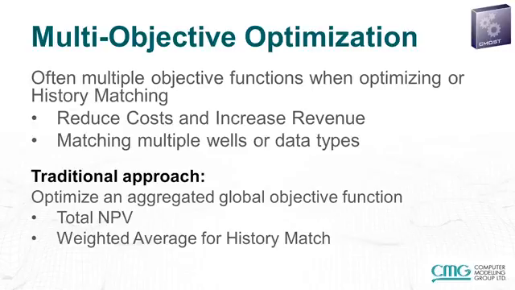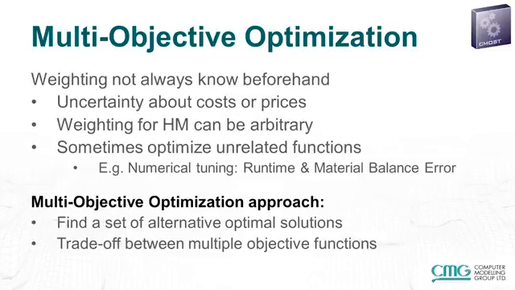With a traditional approach, we would create one single aggregated solution, such as our total NPV, or we would calculate a weighted average error for a history match. However, the weighting is not always known beforehand, so there may be some uncertainty in the cost and price and where those will be a year from now or further on. As well, the weighting for the history match error can be arbitrary, so we don't necessarily know how much we want to weight each well or data type beforehand.